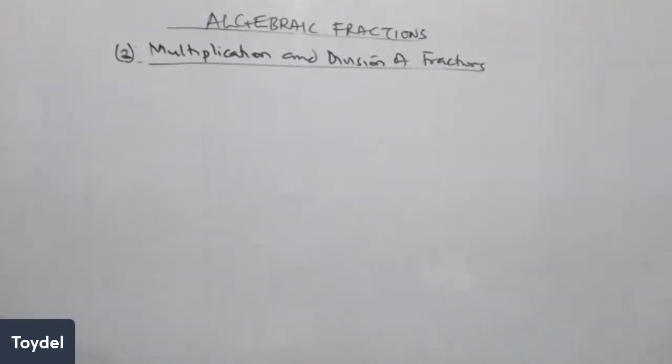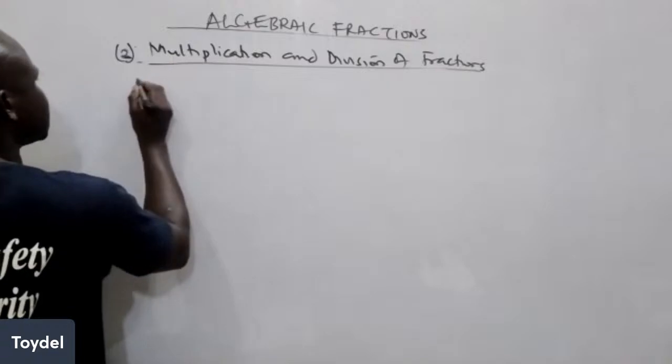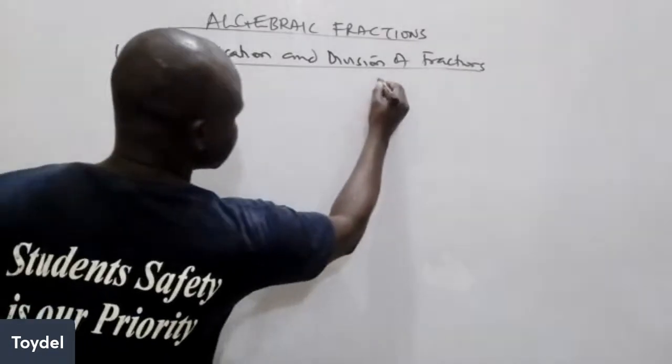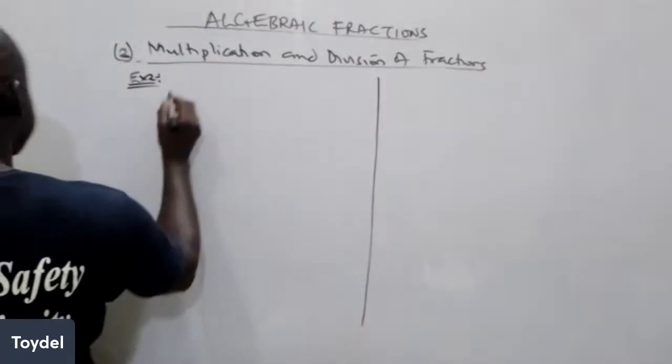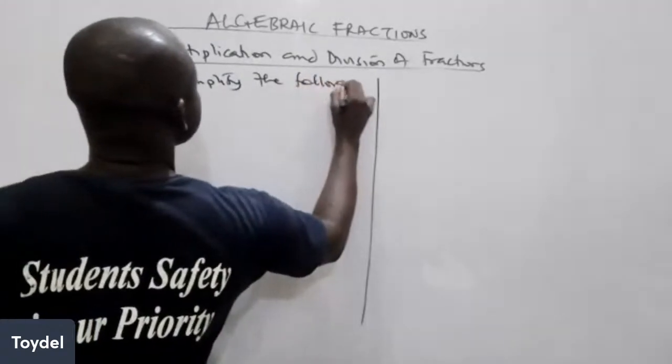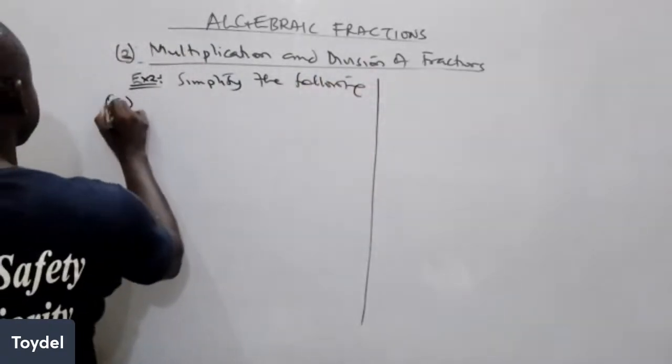So what do we do? If you are given this type of fraction, what do we do here? In this case now, the only option that we have here is for us to be able to, let me just use an example to give it. Let's give an example. Let that be example 2. Example, simplify the following. Let's see how we are going to simplify this.